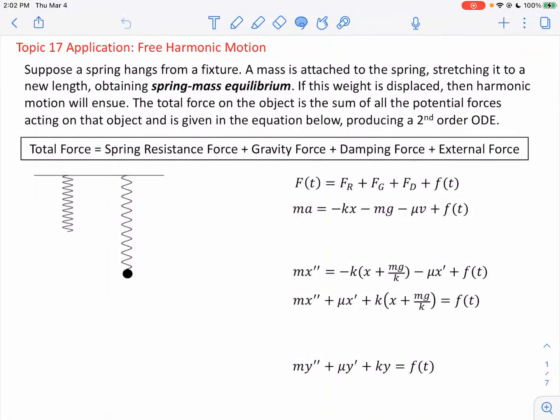Hello, differential equation students. Topic 17 is an interesting topic. It's free harmonic motion, an application of differential equations.